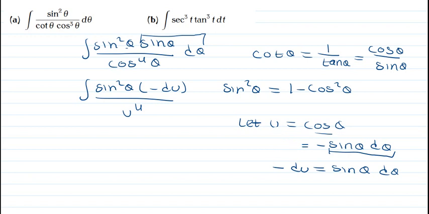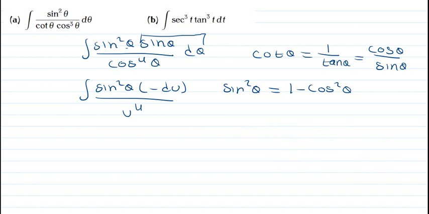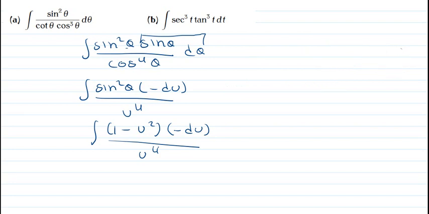So we can replace in our main function so that we make our work easy. We are going to have 1 minus, where there is cos we put u, so u squared, multiplied by negative du, then everything over u power 4. With this, we can simplify our work by taking out the negative outside. So we're going to have negative integral of 1 minus u squared multiplied by du, then everything over u power 4.